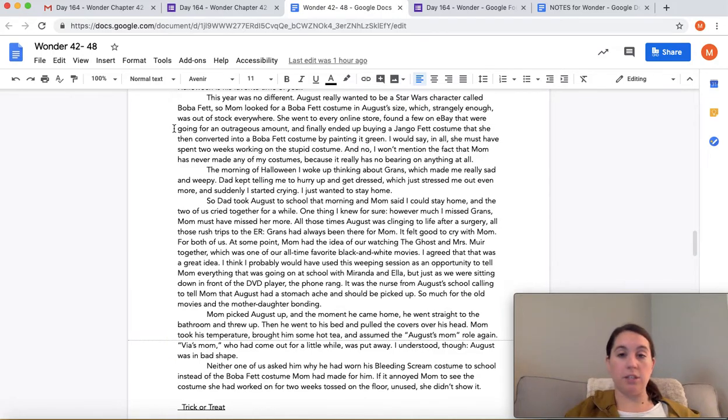August really wanted to be the Star Wars character called Boba Fett. So Mom looked for a Boba Fett costume in August's size, which strangely enough was out of stock everywhere. She went to every online store and found a few on eBay that were going for an outrageous amount, and finally ended up buying a Jango Fett costume that she then converted into a Boba Fett costume by painting it green. I would say, in all, she must have spent 2 weeks working on this stupid costume. And no, I won't mention the fact that Mom has never made any of my costumes because it really has no bearing on anything at all.